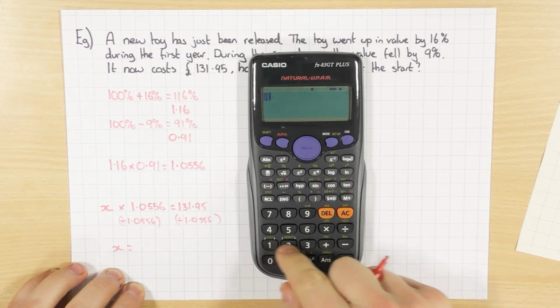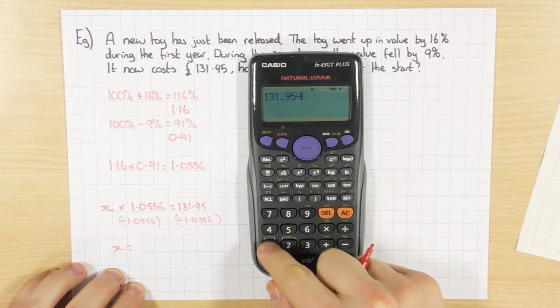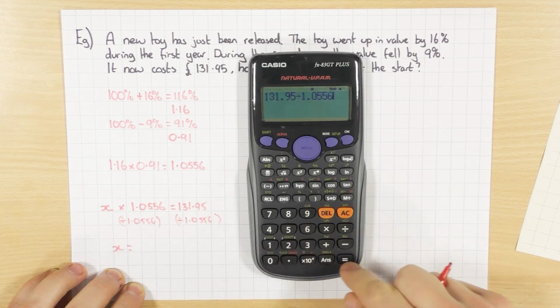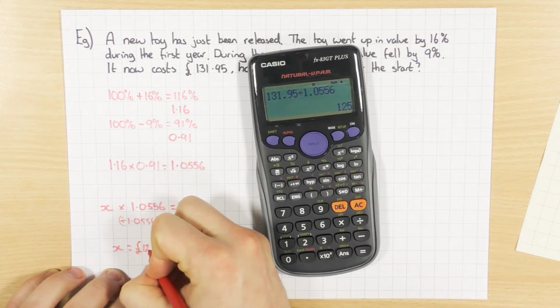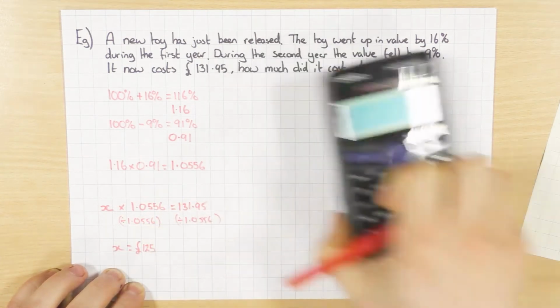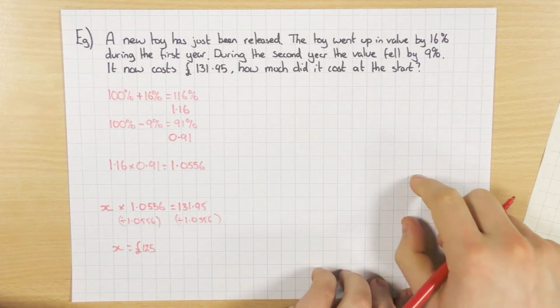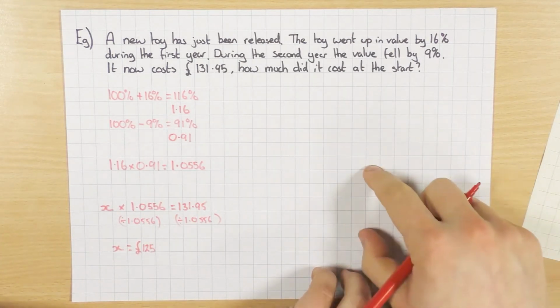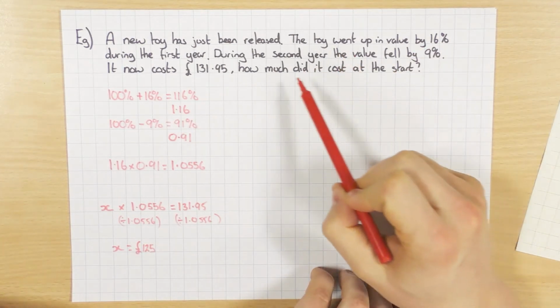And then we see what the toy cost at the start of the year. So £131.95 divided by 1.0556, 125. Okay, so that's the decimal multiplier way. And now let's have a look at the unitary way. So this one's a little bit longer, but it's not a problem. So again, we're going to go backwards now.